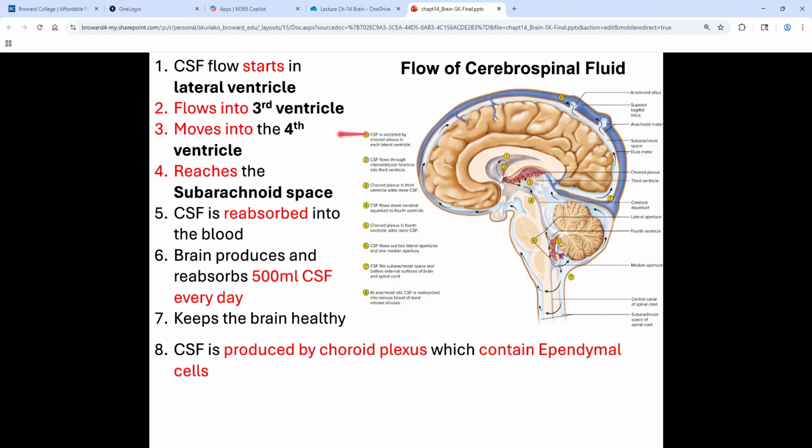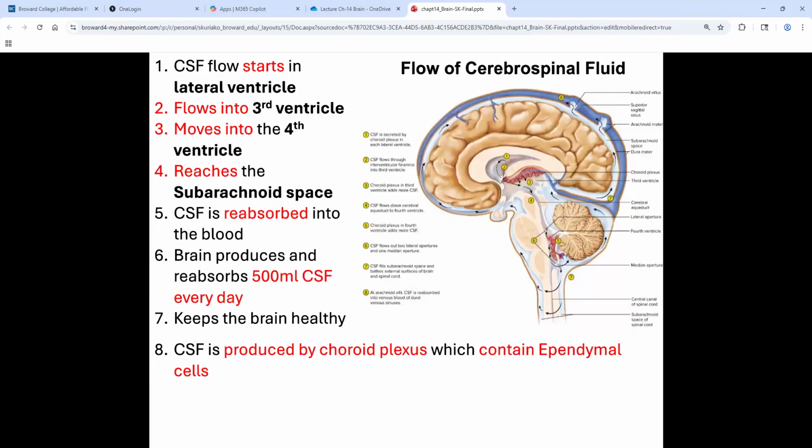So the CSF flows through the lateral ventricle. You can see this is a lateral ventricle. And from there, it goes to the third ventricle. So this is where the third ventricle is. This is actually the thalamus, but we'll talk about that later. And from there, it passes through a little tunnel here. This is called the cerebral aqueduct. And from the third ventricle, it enters into the fourth ventricle. So this is the fourth ventricle.